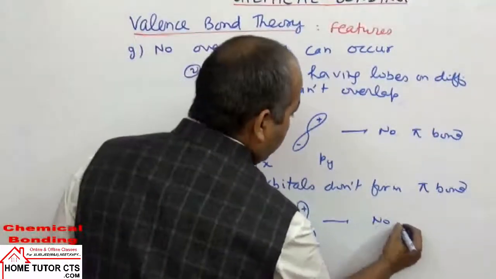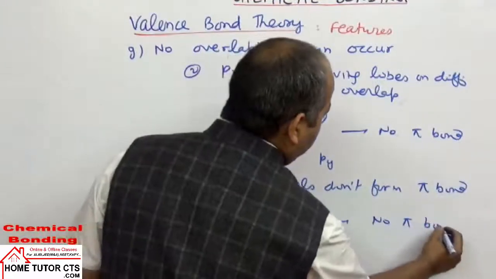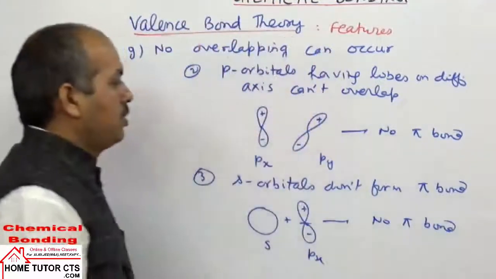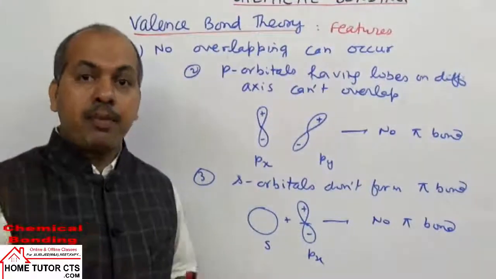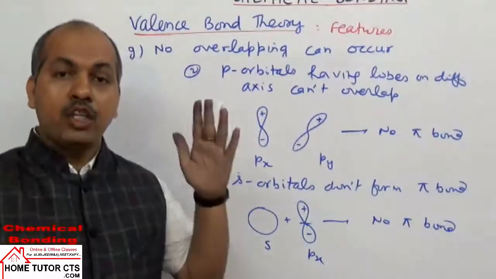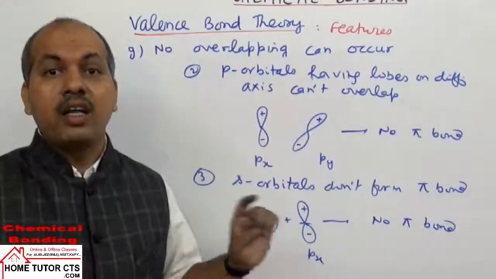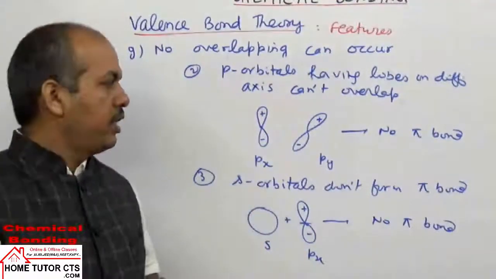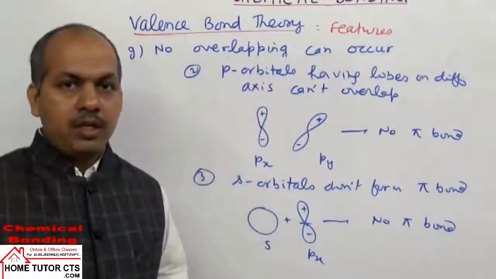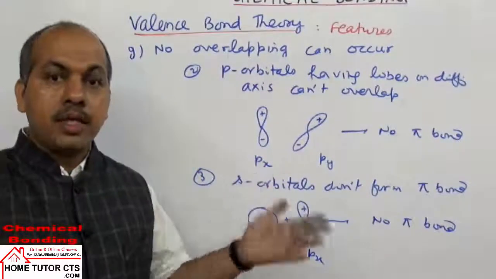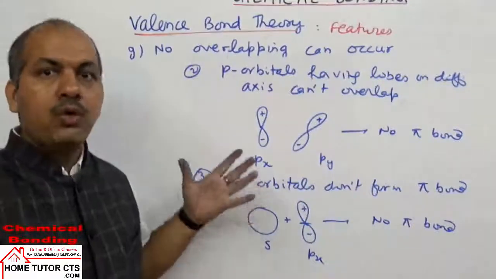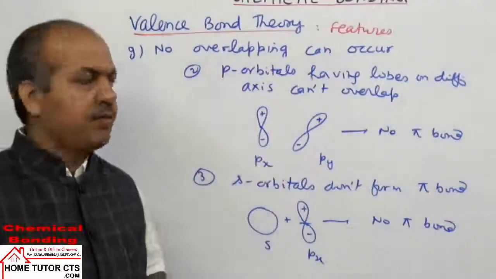No pi bond formation. For overlapping of orbitals, there are two conditions. The orbitals should have proper symmetry and they should also have similar energies to allow overlapping effectively.